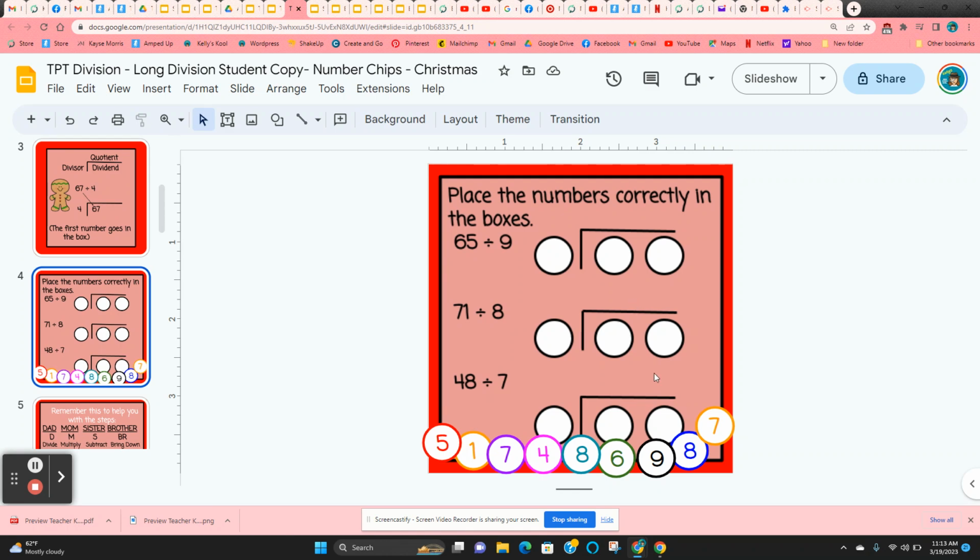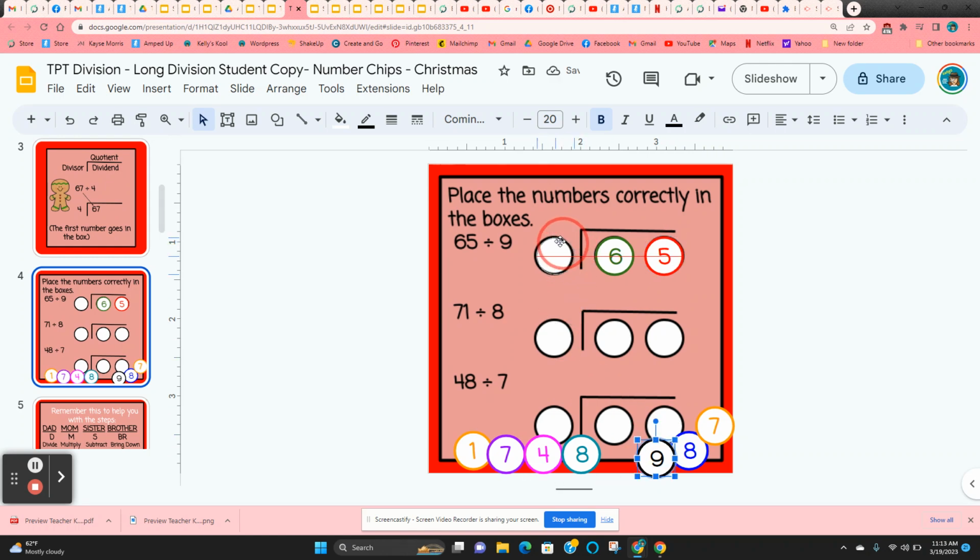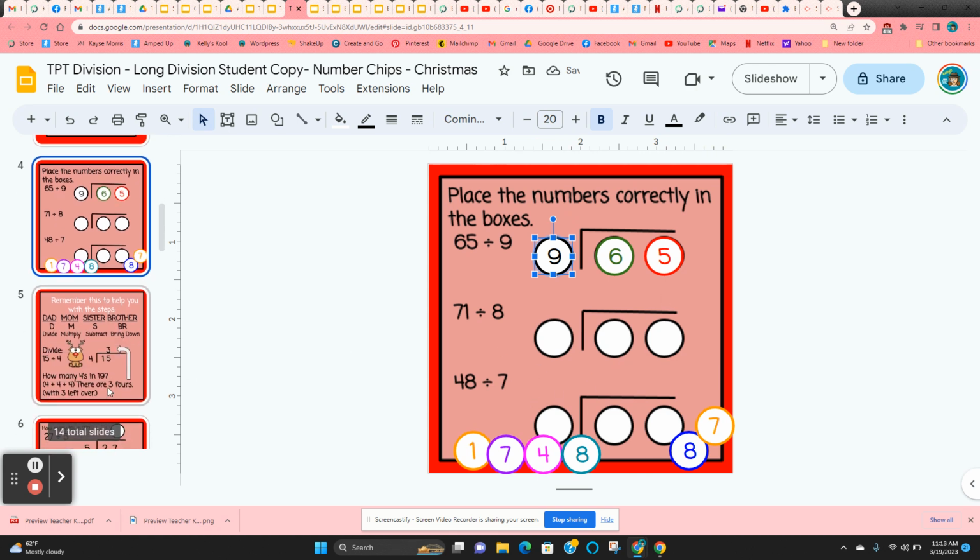And here they're just given practice putting the numbers in the correct place. So this is fairly simple, but it's a good reinforcement of where these numbers go. It is click and hold on the edge of each circle, and then you can move them. So they have every number they need.